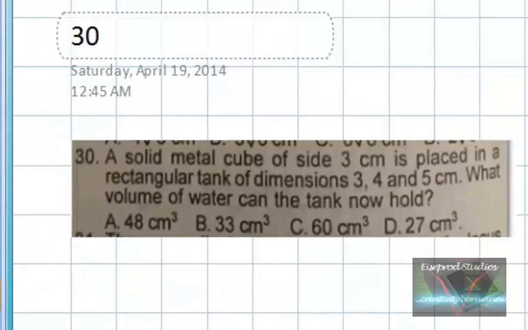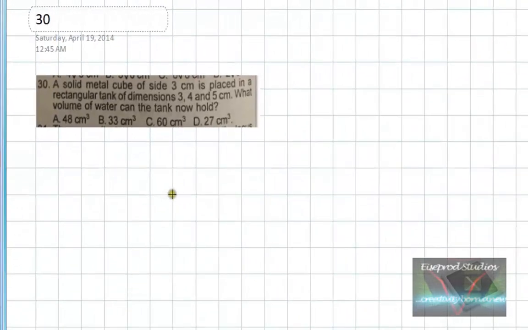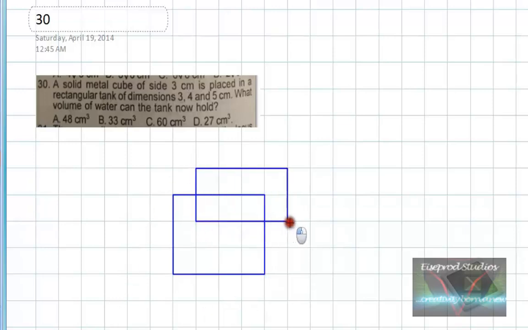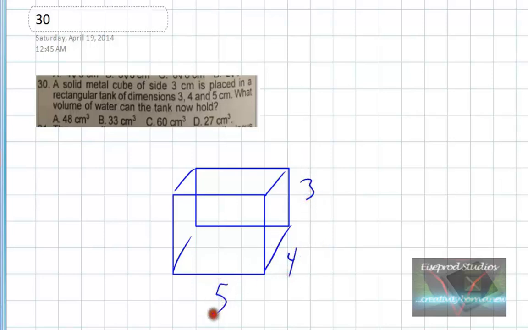So question 30 says, a solid metal cube of side 3 centimeters is placed in a rectangular tank of dimensions 3, 4, and 5. What volume of water can the tank now hold? So what's going on here is we have a rectangular tank, and I'll see how good I can draw this out for you. Let's just say it looks something like this. So this is our tank. And they said it was 3, 4, and 5. So I'll just label this 3, this 4, and this 5.